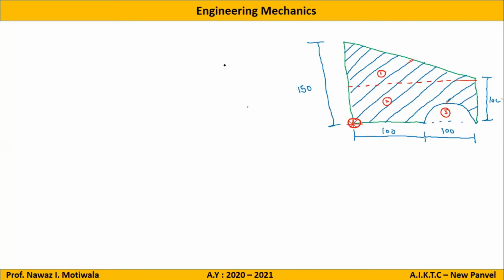But there is another case which is possible. Let me do some construction with another color. So you see here, if I make this my entire rectangle, now what is it? The entire rectangle minus this triangle minus this semicircle. Is it possible? Yes sir.